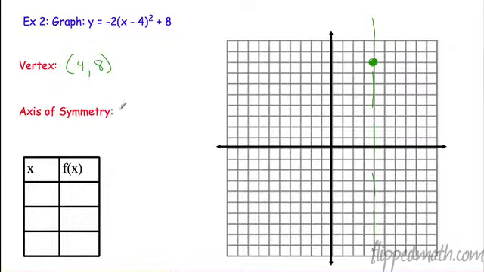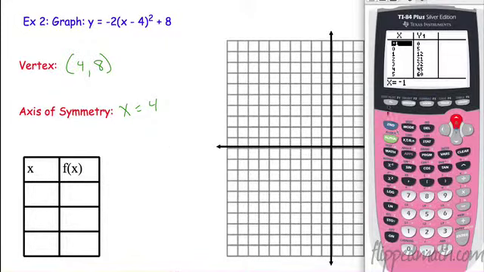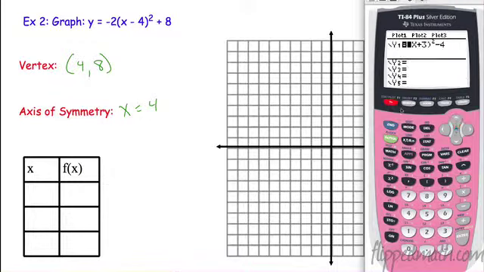So we know our axis of symmetry is the x value, 4. All right, probably should label this vertex, right? 4 and 8. All right, so we need some points. I'm going to put it in the calculator just because I think that's a little bit faster. All right, so I'm going to clear that. Negative 2. Oh, it's a negative. That means it's going to open which way, up or down? Yep, it's going to open down.